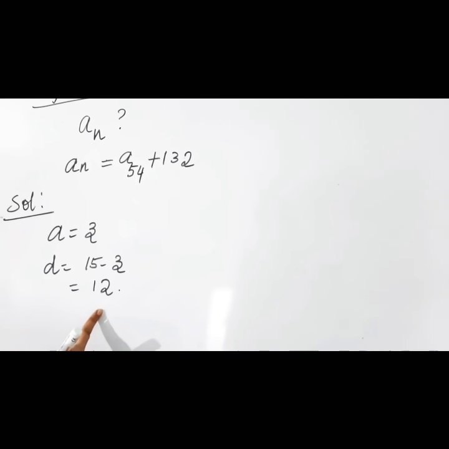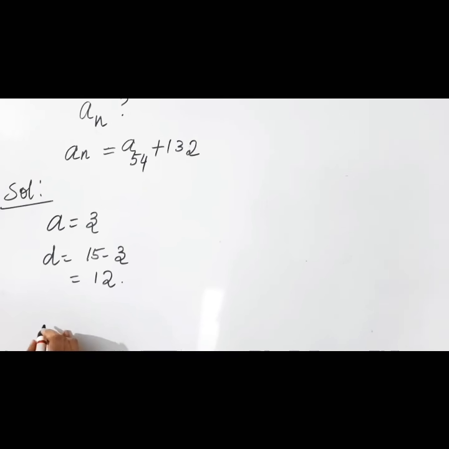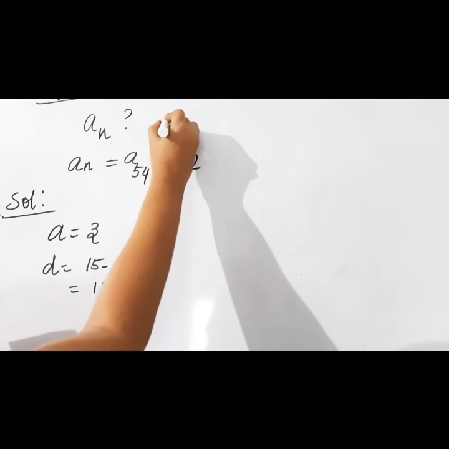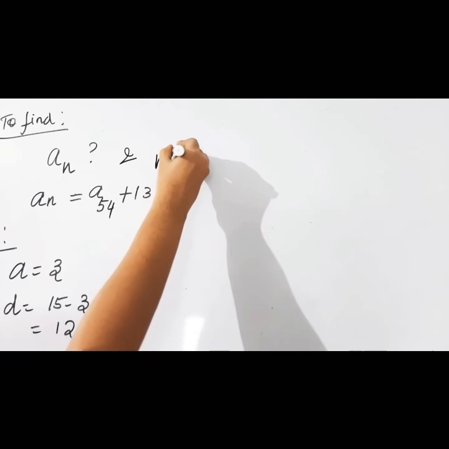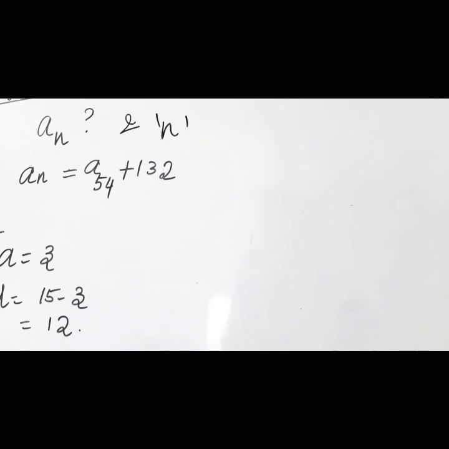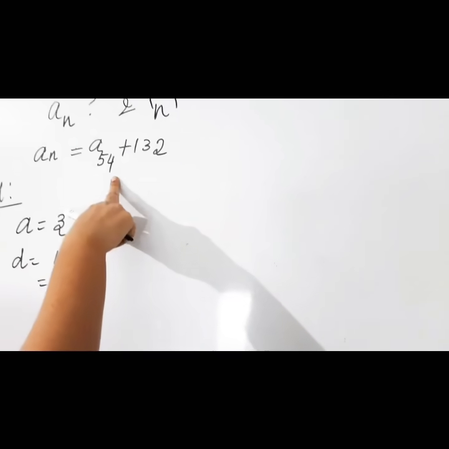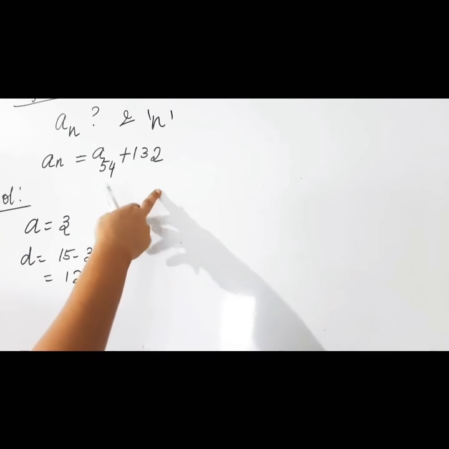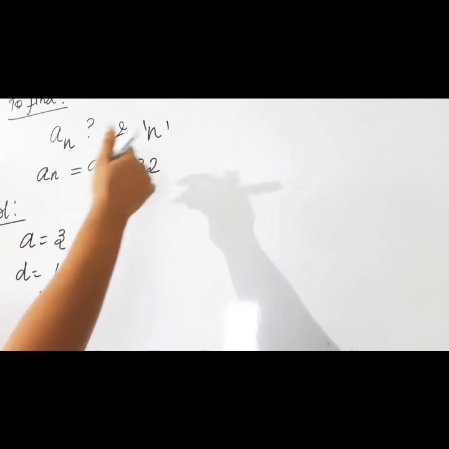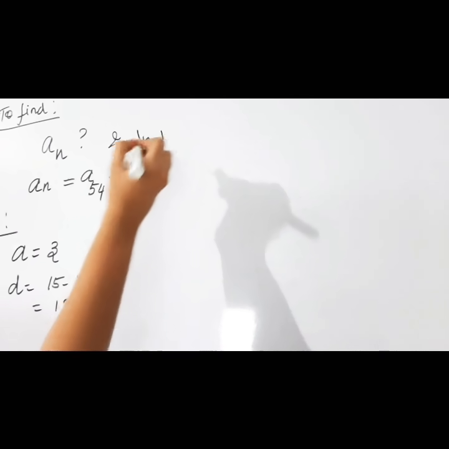A and D we found out. We need to find out what is an as well as n. What is an? What value is a54 plus 132? And what is the position of that an? That is your n, also we need to find out.